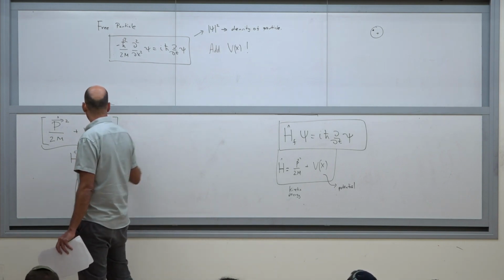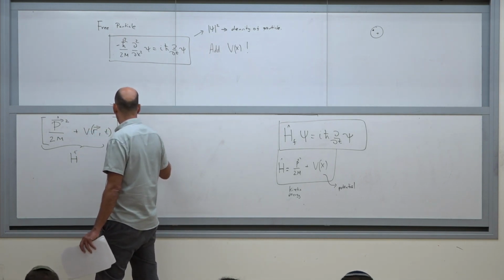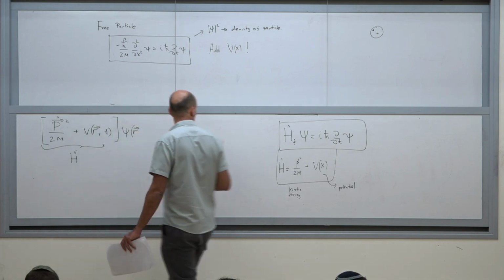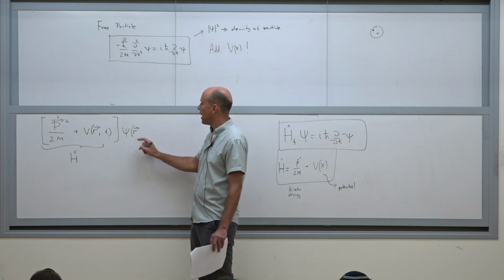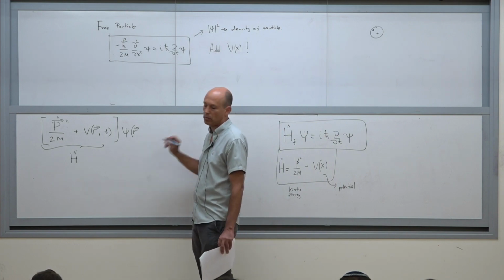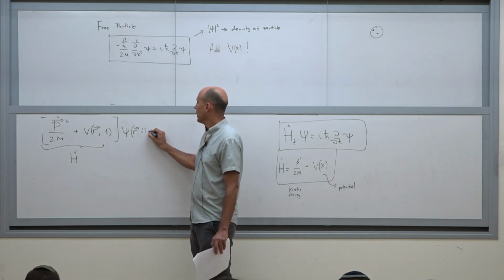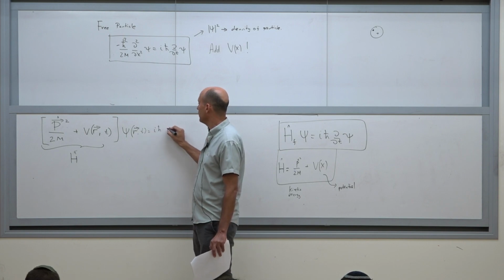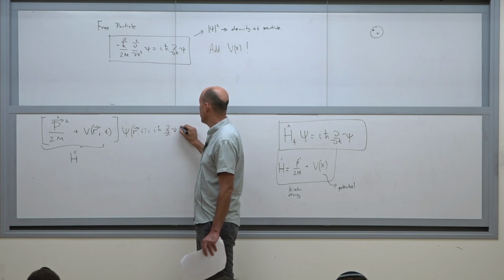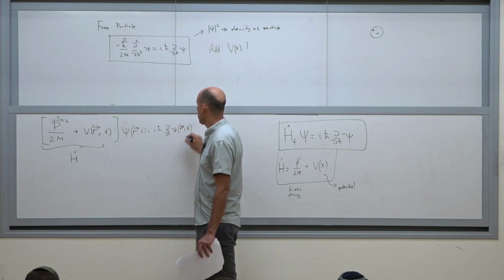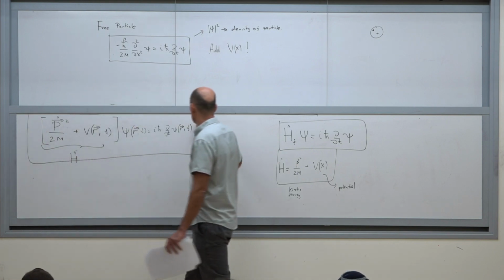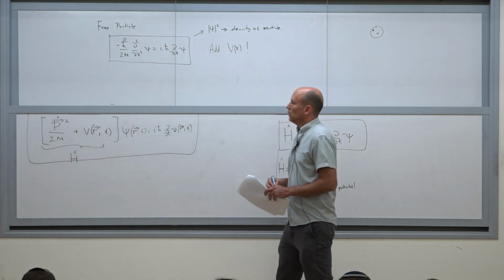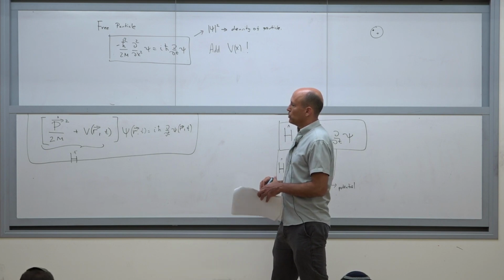So this is the H. It operates on psi, which now is not a function of x and t, but a function of r, so for example x, y, z, and t. And here you have the same thing, i h bar d over dt of psi of r and t. So this is the Schrodinger equation for one particle in a potential in 3 dimensions.